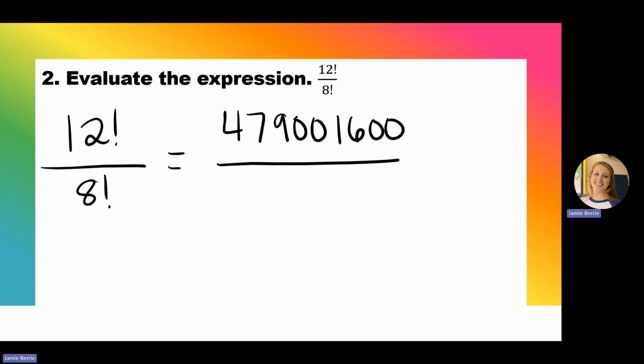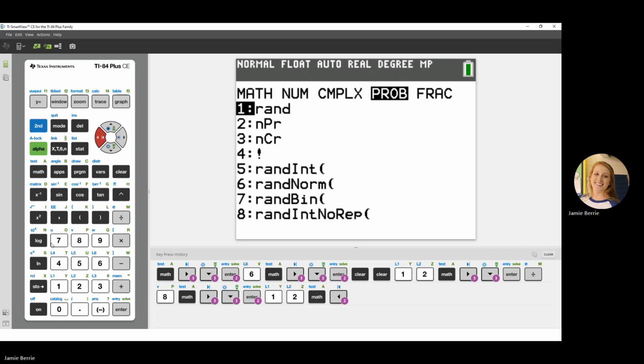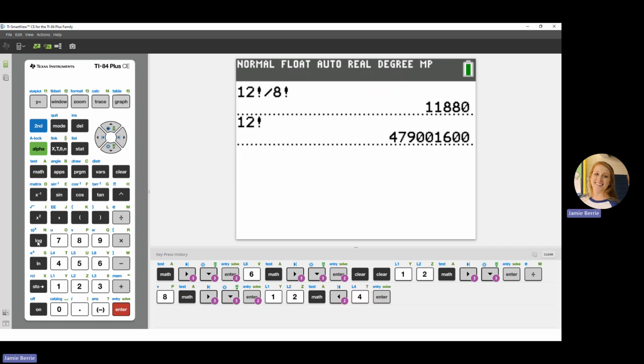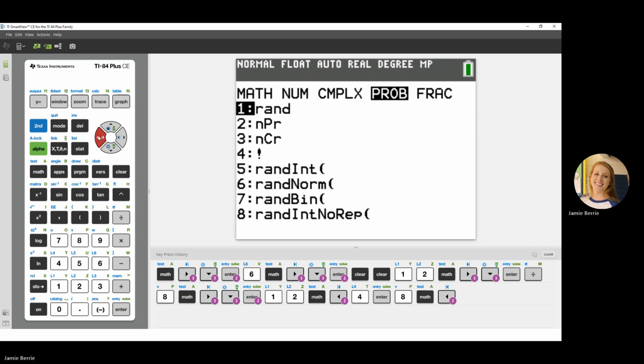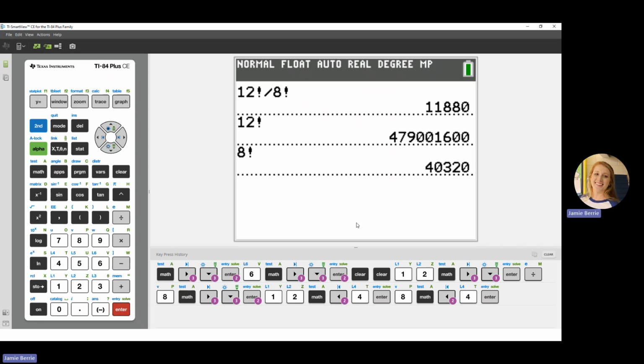Oh, I also showed you this. I had this already typed into my PowerPoint. If you wanted to do it one at a time, 12 factorial by itself is this really big number, and then 8 factorial is 40,320, and then you can just divide those manually. So if you don't want to plug it all in at one time like I just showed you, you are welcome to do it that way as well. You get the same answer.